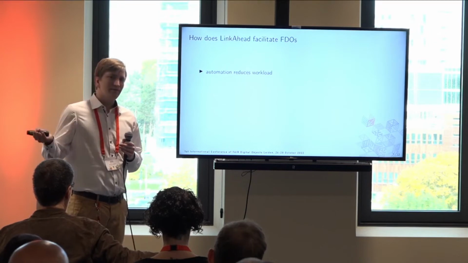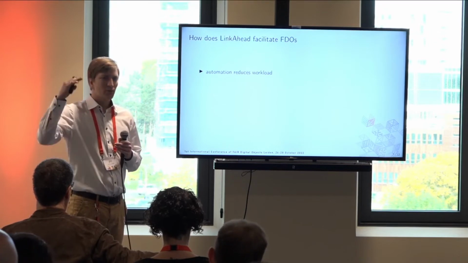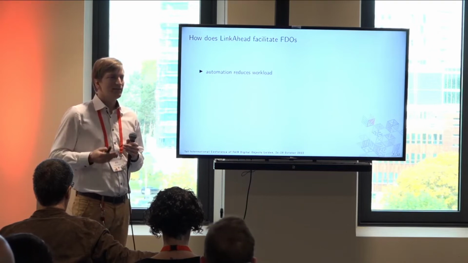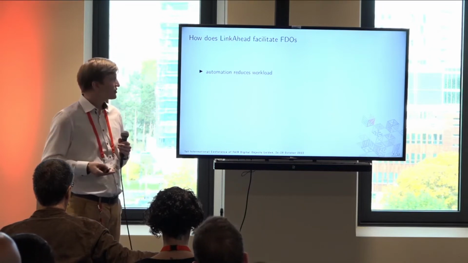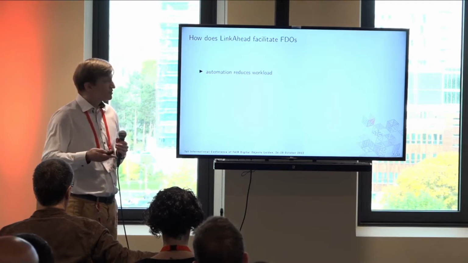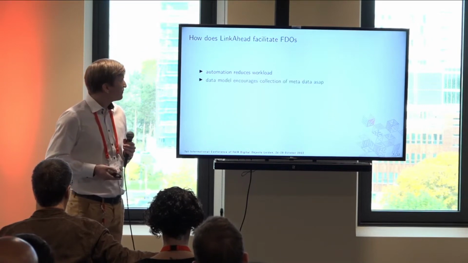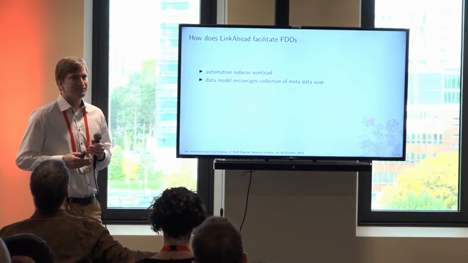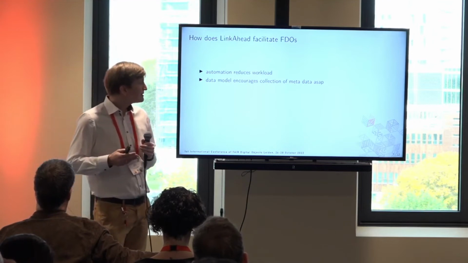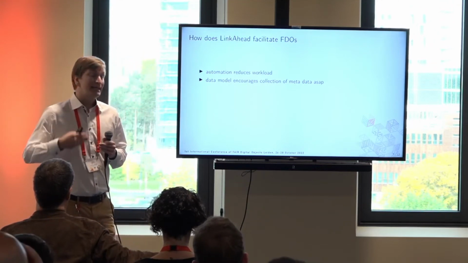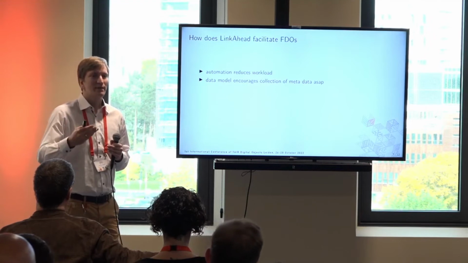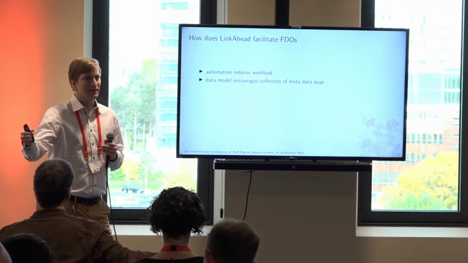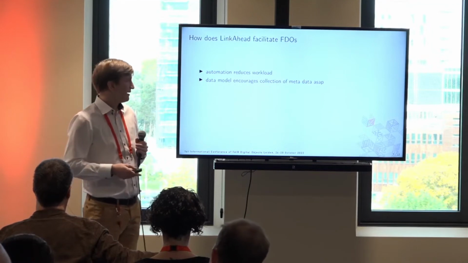So first of all, I said in the beginning, currently there's a big workload and little incentives. So automation is one key to reduce the workload for researchers to collect the required metadata. And then having a data model that has the needed metadata in it makes it easier for researchers to acquire the metadata as soon as possible, right after data acquisition and not just before the data publication when this is a big hassle.